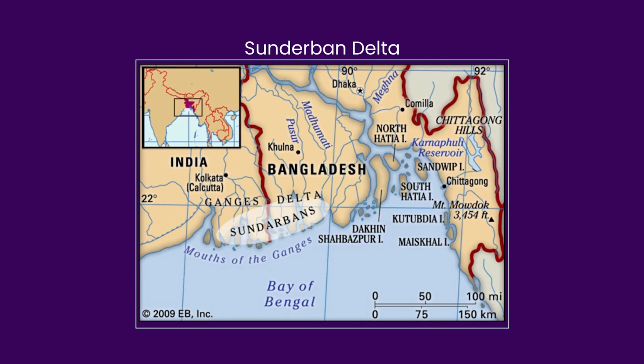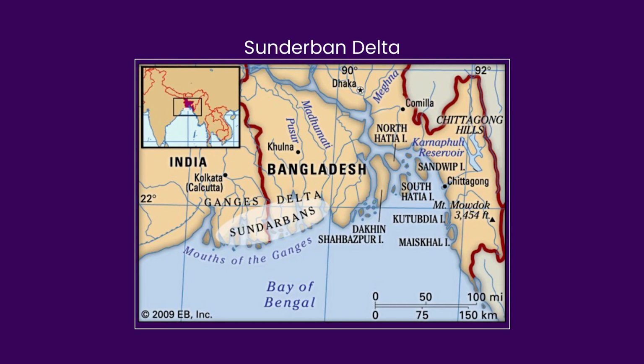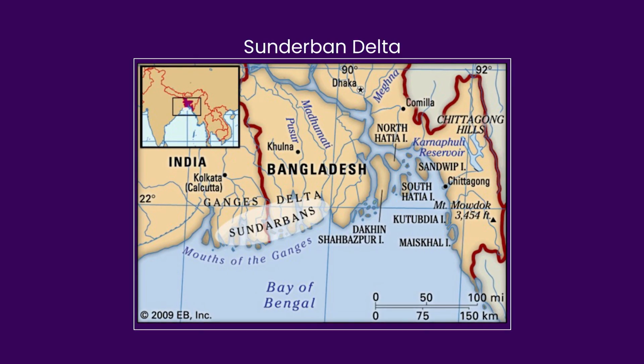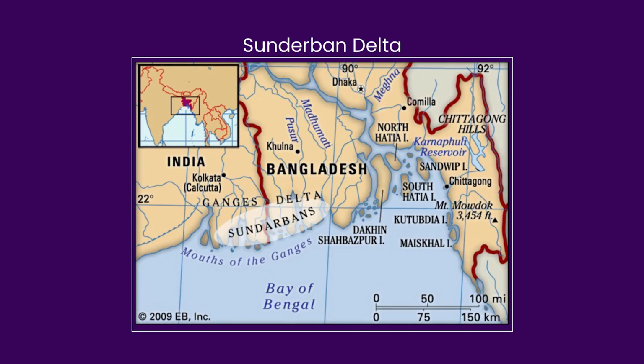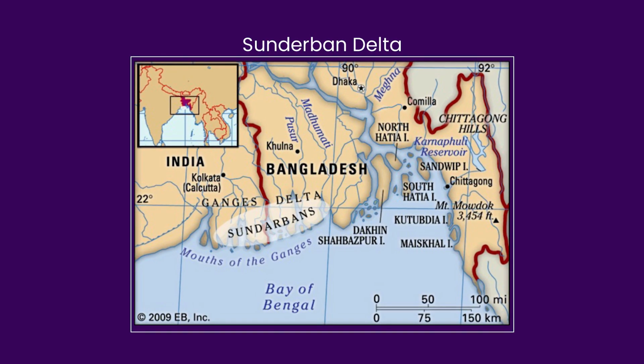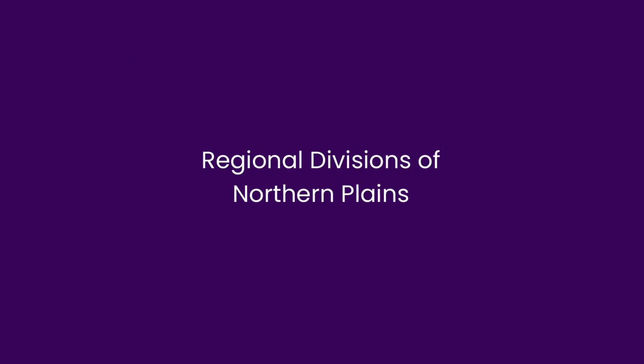The Sundarban is a mangrove area in the delta formed by the confluence of the Ganges, Brahmaputra and Meghna rivers in the Bay of Bengal. That's it for this part. Next, we will look at the regional division of the northern plains.